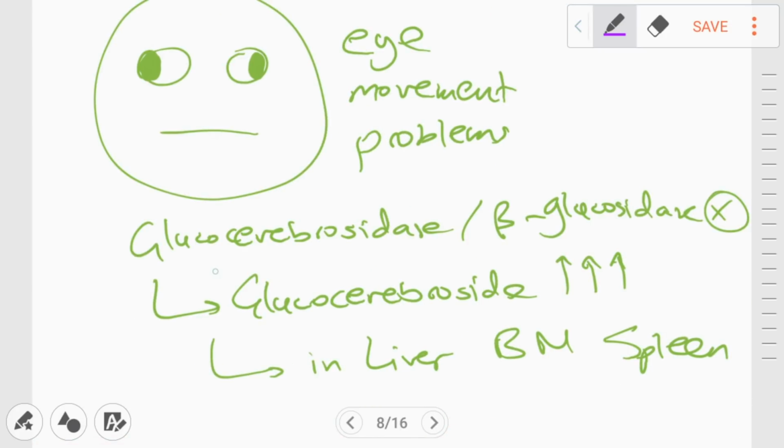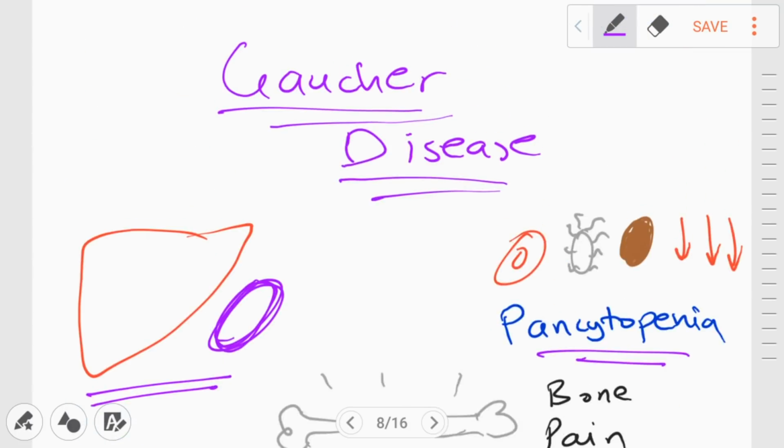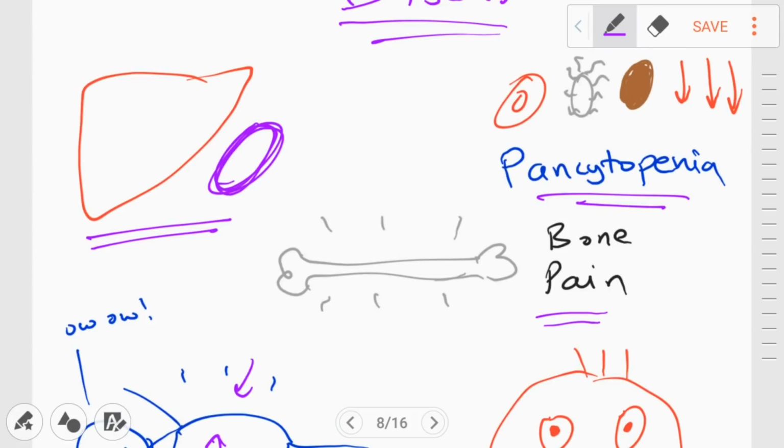The enzyme that is problematic in this case is called glucocerebrosidase. Don't confuse this with galactocerebrosidase. This is glucocerebrosidase. Another name for this is beta-glucosidase. And whenever we have a problem in this enzyme, you end up with increased accumulation of glucocerebroside, especially in the liver, bone marrow, and spleen, which can explain the clinical features that we just saw.